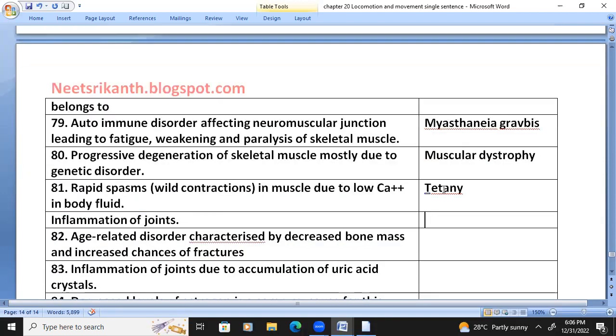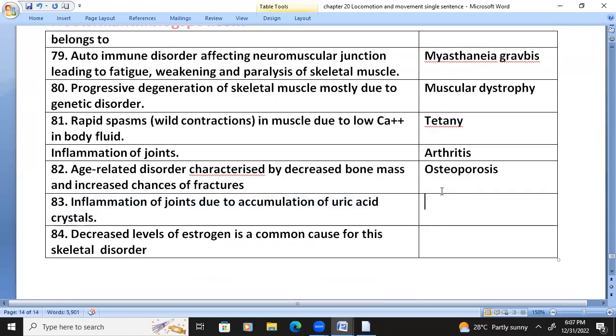Inflammation of joints is called arthritis. An age-related disorder characterized by decreased bone mass and increased chances of fractures is osteoporosis. Inflammation of the joints due to the accumulation of uric acid crystals is gout. Decreased levels of estrogen is a common cause for osteoporosis.